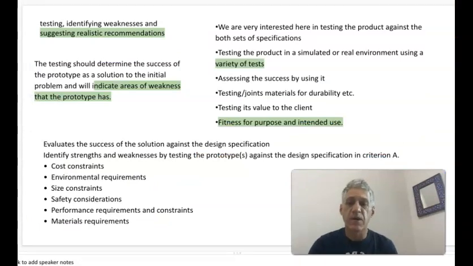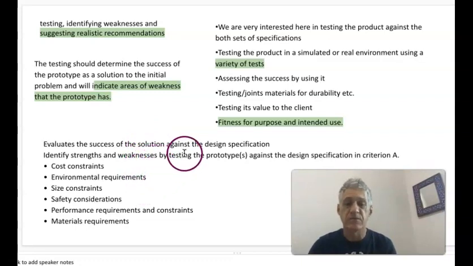We really want to be suggesting realistic recommendations from our tests. We want to have a variety of them. We want to test everything about a product, its joints, its value to the client. We want to test everything, okay? We want to try and indicate areas of weakness where we can improve, so that we can fix the product and make it better, okay?